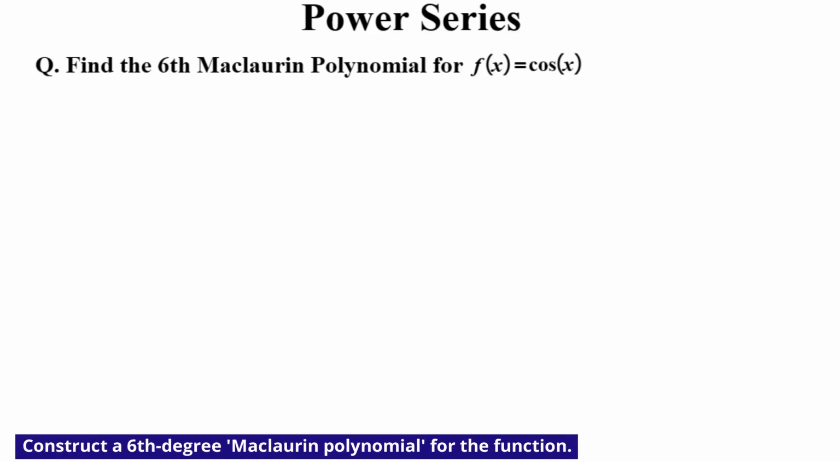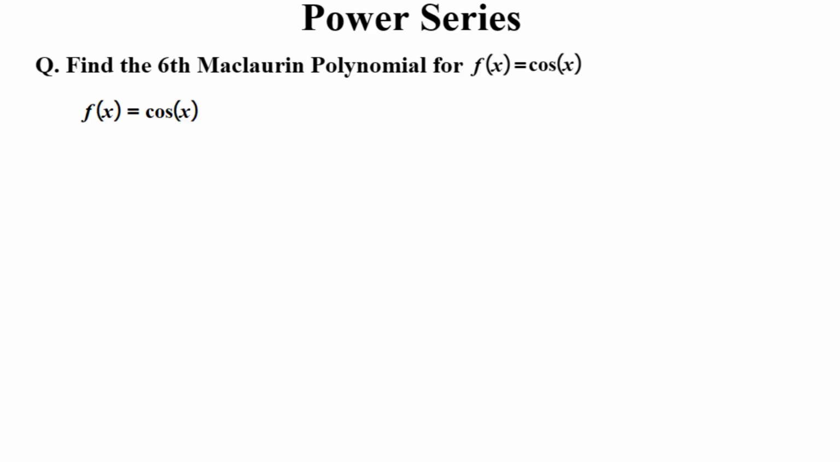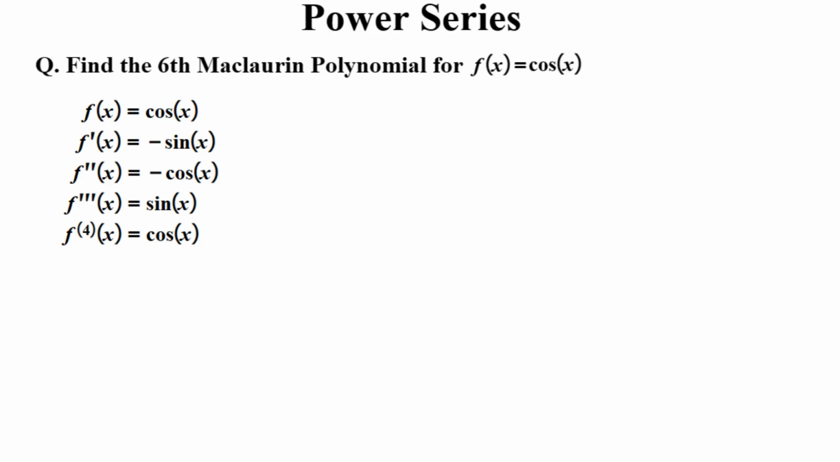Construct a sixth-degree Maclaurin polynomial for the function. The given function is the cosine function. The first derivative is the negative sine function. The second derivative is the negative cosine function. The third derivative is the sine function. The fourth derivative is the cosine function. The fifth derivative is the negative sine function. The sixth derivative is the negative cosine function.